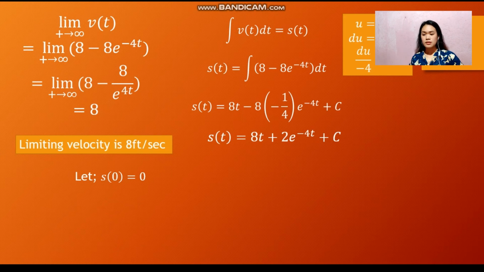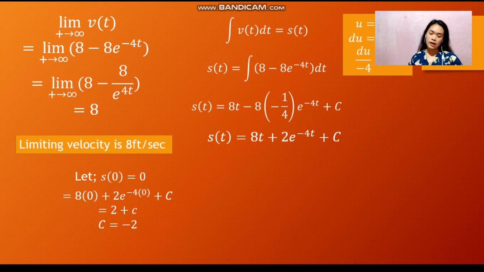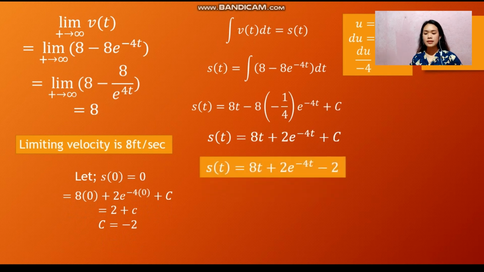So, since 0 din naman yung initial point nito, i-zero lang din natin siya. Tapos, makukuha natin ngayon, which is 2 plus c. Para makuha na rin natin yung value ng constant, i-substitute lang natin yung 2. So, magiging negative 2. And, substitute lang din ulit natin yung nakuha nating c dito sa mismong formula ng s with respect to t is equals to 8t plus 2 e raised to negative 4t and the value of our constant which is negative 2.